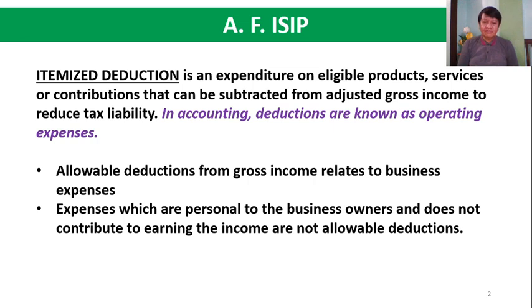So that is what we meant, expenses which are personal to the business owner, that is personal to me. If that expense was detected by the BIR to be my personal expense, that expense will not be allowed. That expense will not be deducted from my gross income.